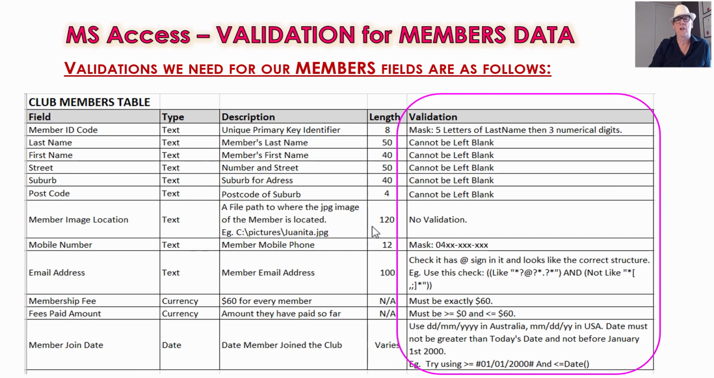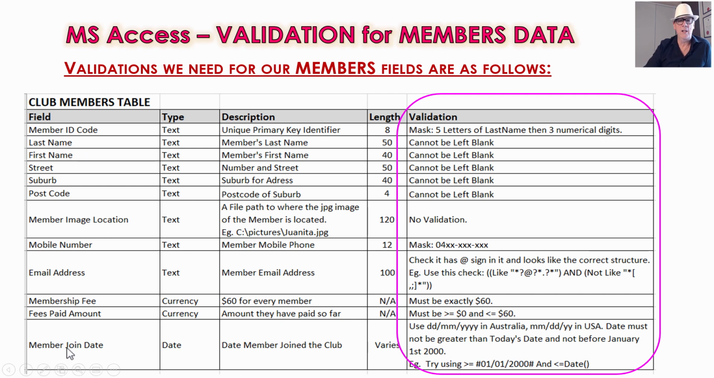Validations we need for our members fields. This was our database design from the first lesson, so obviously you need to have done the first lesson before you attempt this lesson. If you haven't done that first lesson on the Dog Club setting up the tables, stop this video now and go back and do that lesson.